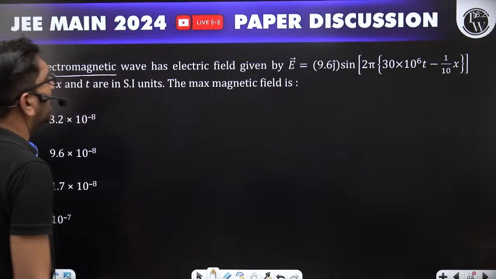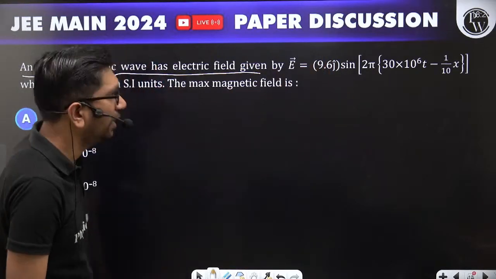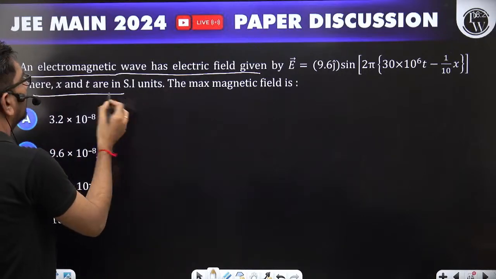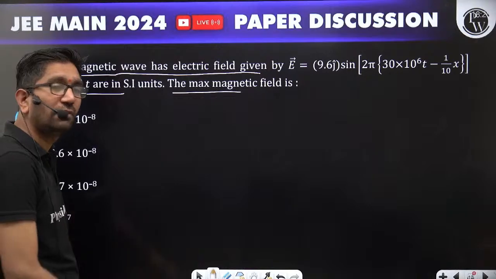An electromagnetic wave has an electric field. He has given the electric field, okay? Where x and t are in SI units, okay? He was asking for the maximum magnetic field.